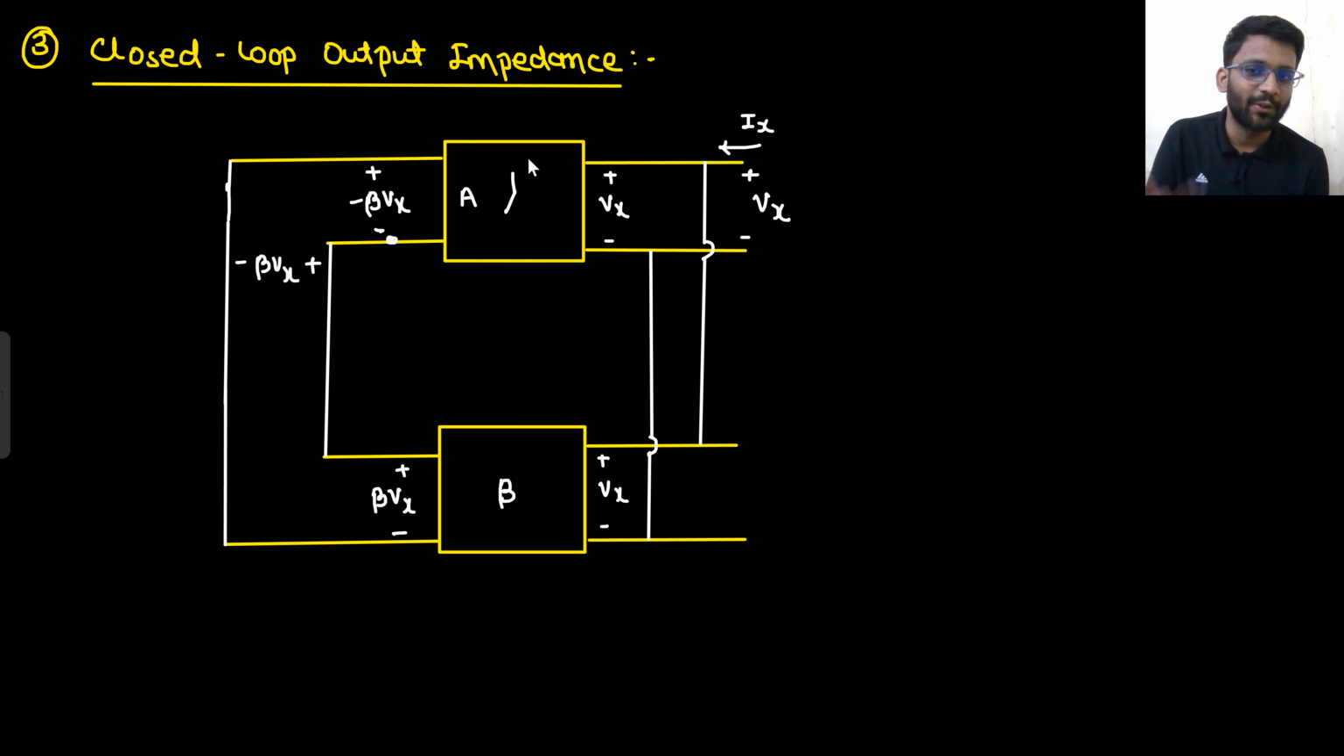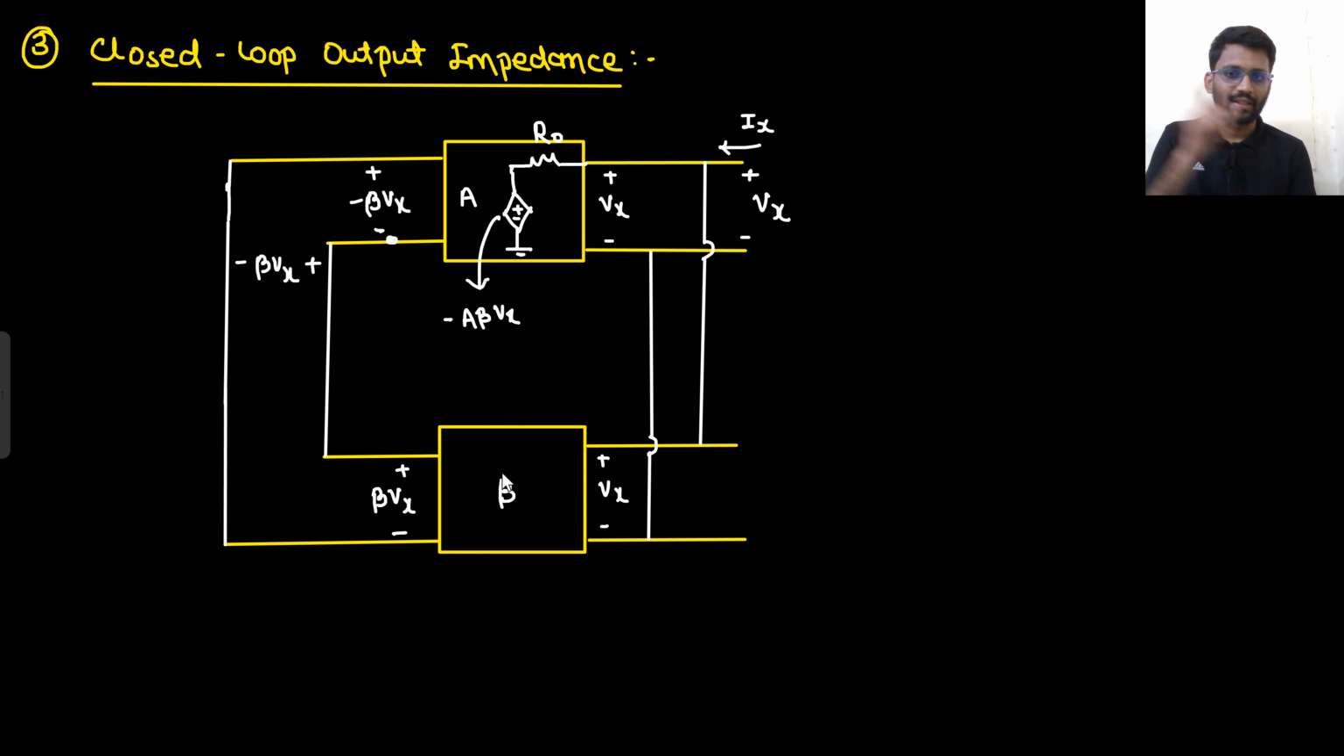Then what is the point of output impedance? Because we are calculating the output impedance now. So output impedance R0 has to come in action. Now what will be this battery? This battery will be, here I am writing, minus A beta Vx. Say yes or no. This battery will be minus A beta into Vx.